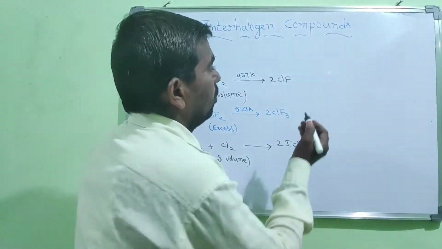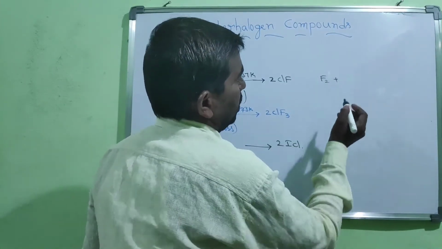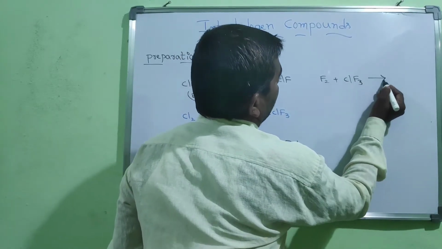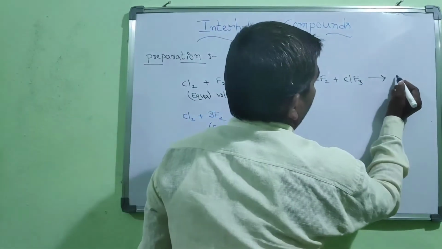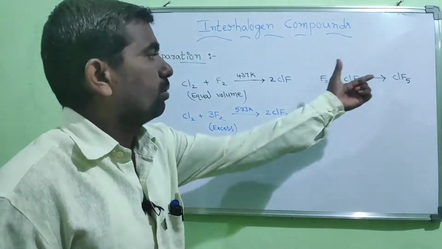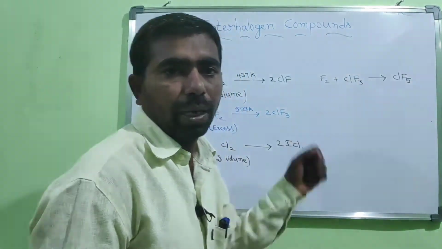Another preparation I am doing. Fluorine is taken, and to this ClF3, chlorine trifluoride, is added. They react with each other, so formation of ClF5, chlorine pentafluoride, occurs. That is about the preparation of ClF5.